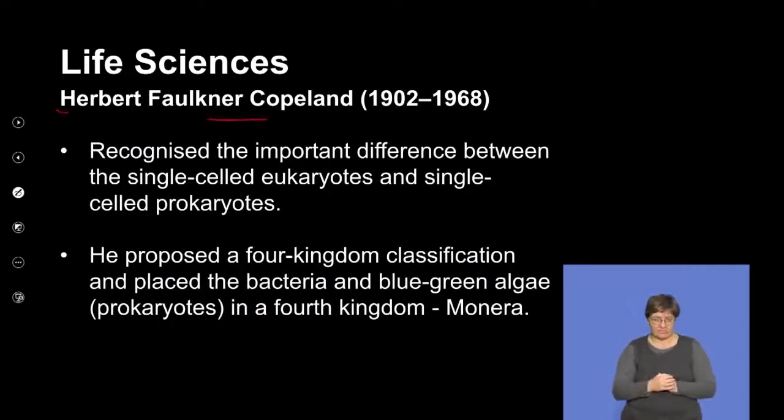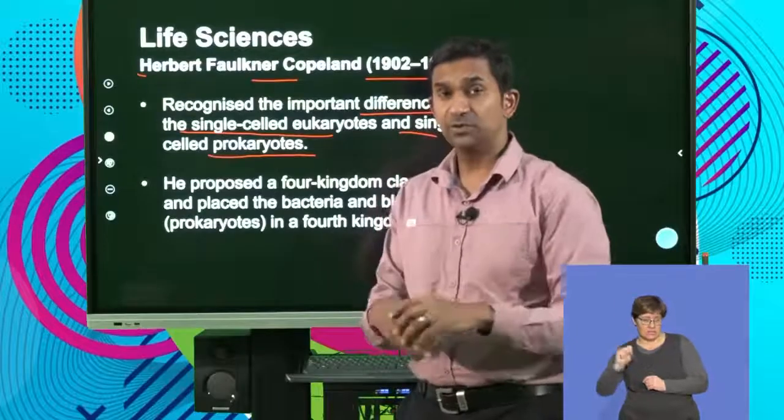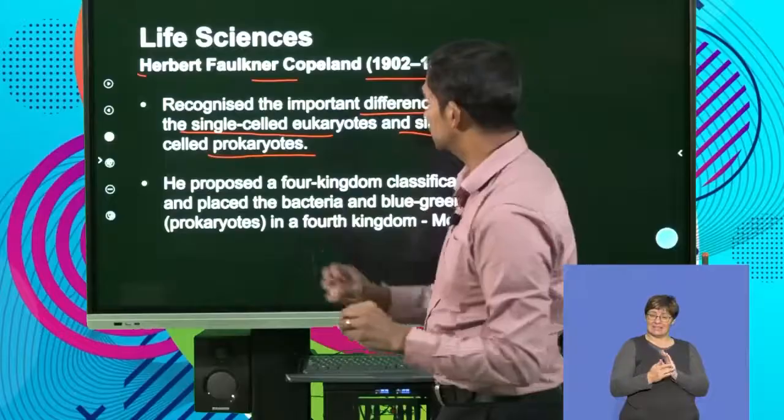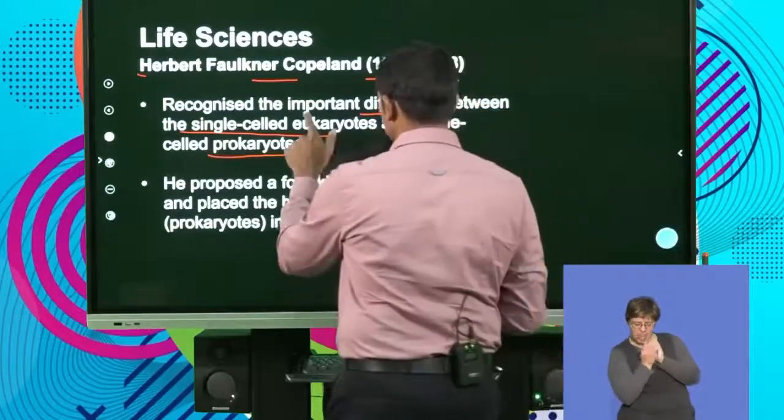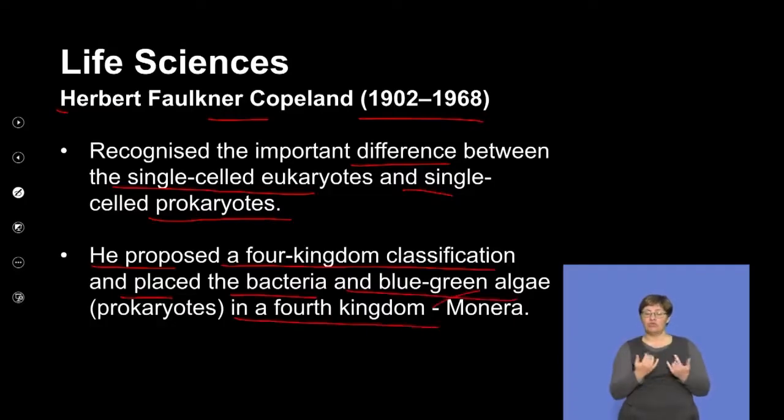Herbert Copeland lived between 1902 and 1968, which is much more recent. He recognized the important difference between single-cell eukaryotes and single-cell prokaryotes. So again, as the advancement of technology came through with more developed scientific tools like microscopes, these individuals were able to look at cells under a microscope and differentiate between what a prokaryotic cell was and a eukaryotic cell. He then proposed a four-kingdom classification, and he placed the bacteria and blue-green algae in the fourth kingdom called Monera.